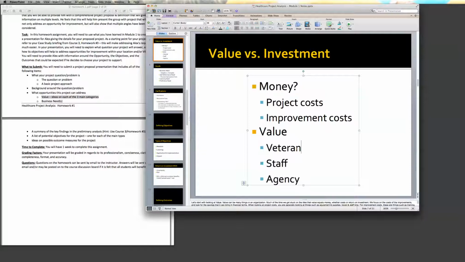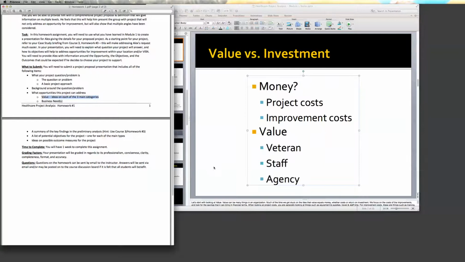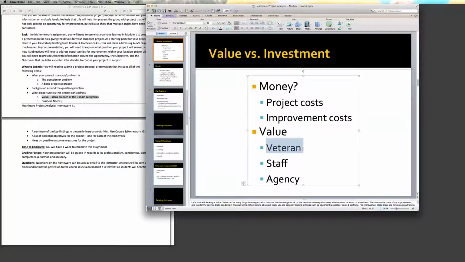We know who they are. So in your presentation, you need to have an idea that is directly tied to each of these 3 groups. How is your project going to show a value for the veteran? How is your project going to show value to the staff? How is it going to show value to the agency?